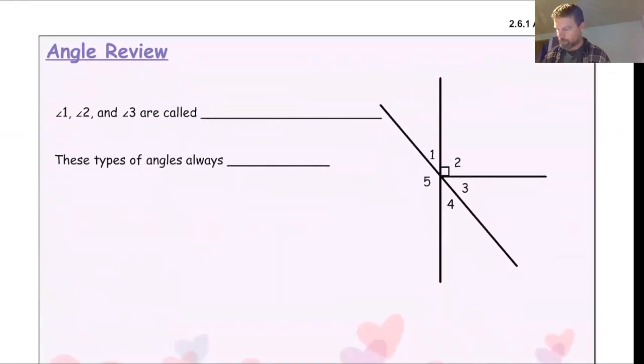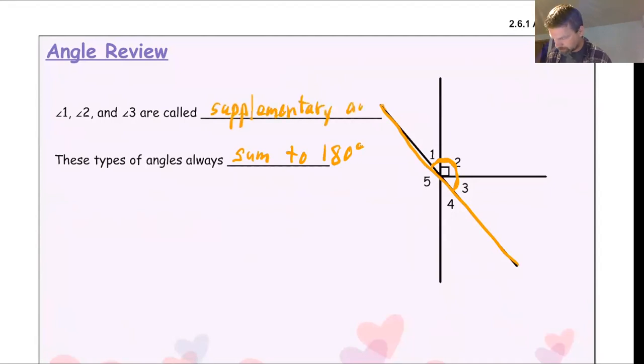All right, let's look at some other types of angles. Angles 1, 2, and 3. So these three together. Hey, look at that. Notice how those three together form a line? We talked about that in our warm-up. When that happens, they always add to 180. So these types of angles always sum to 180 degrees. And they're given a specific name when that happens. They're called supplementary angles.